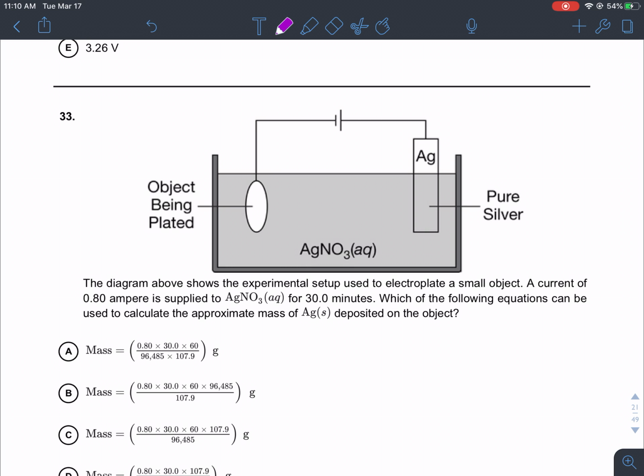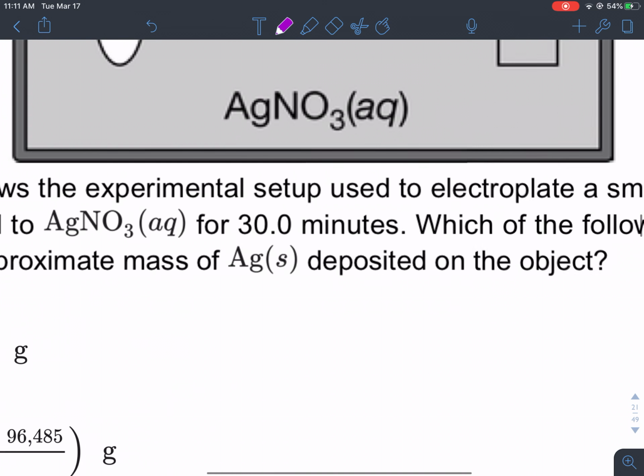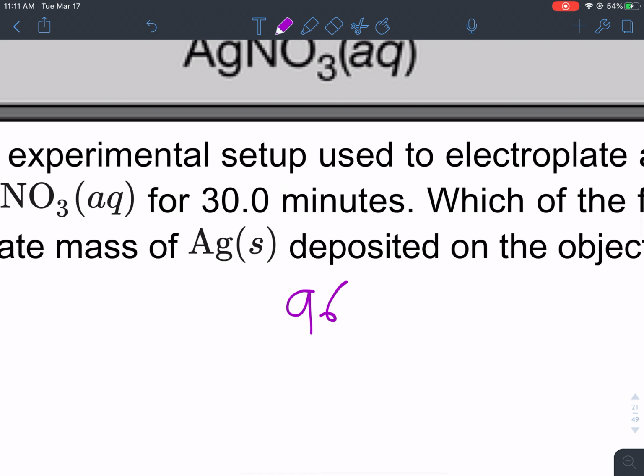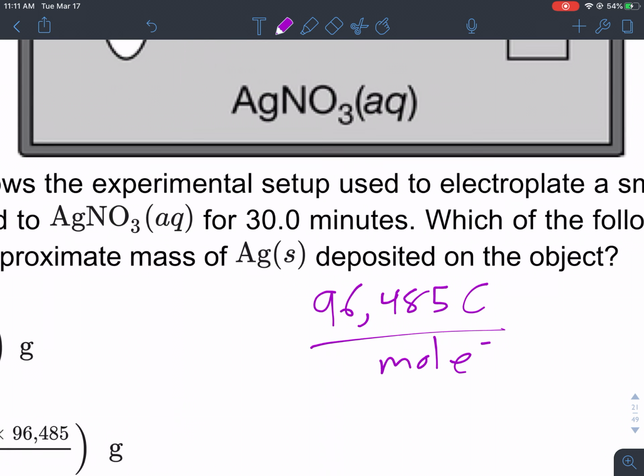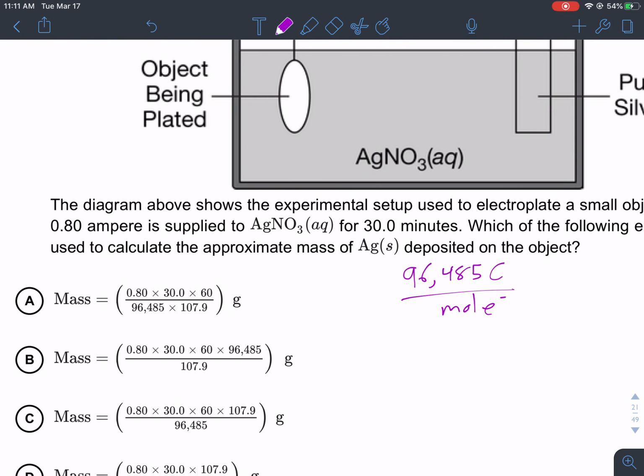Ooh, look at this. Diagram shows an experimental setup used to electroplate a small object. Current of 0.80 amperes is supplied here. Okay. Whoa. Okay, this is going to be a lot of work. And 30 minutes, which of the following equations can be used to calculate the approximate mass? All right, I want to remind you something. Faraday's constant, 96,485 coulombs per mole of electrons. And an ampere is also equal to a coulomb per second. Okay, so those are some of the things that you're going to need.